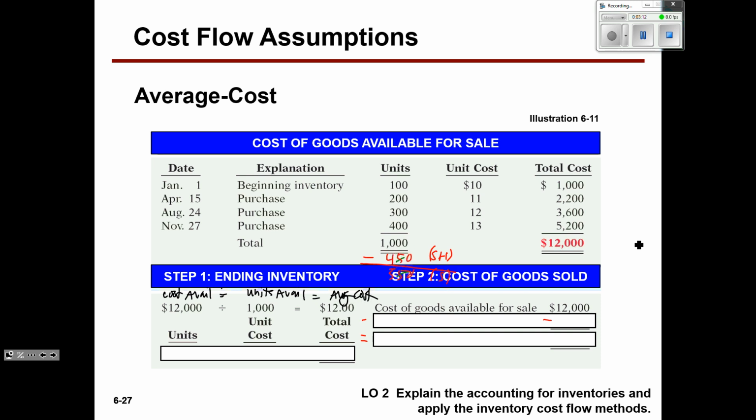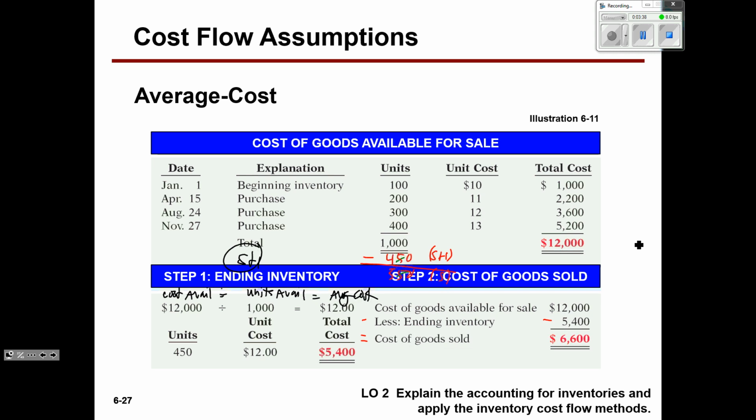It's been a while since we've talked about these numbers. In this example from the lecture, there was 450 still here, 350 were sold. So you take 450 times 12, the cost of the stuff still here. Then you still run the cost available minus cost still here equals cost of goods sold. And it's that easy. Doesn't this make the most logical sense?